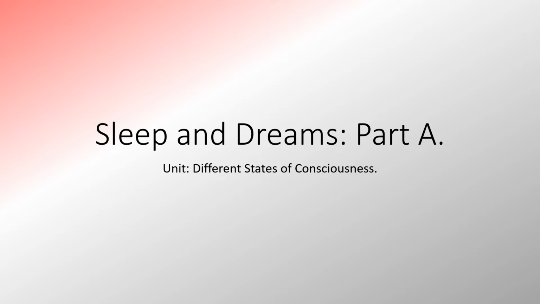This next unit we're going to be talking about is different states of consciousness. So sleep and dreams, meditation, also talking about the use and effect of drugs on the brain and other parts of our body. So we'll be talking a lot about some different states of consciousness and how they impact our brain. So our first lesson here we're going to be talking about sleep and dreams part A, and then we're also going to take a second look at sleep and dreams part B later on.